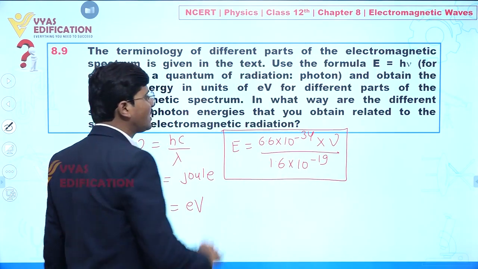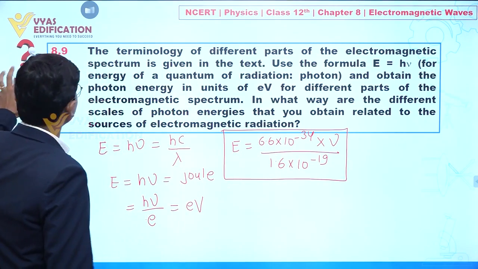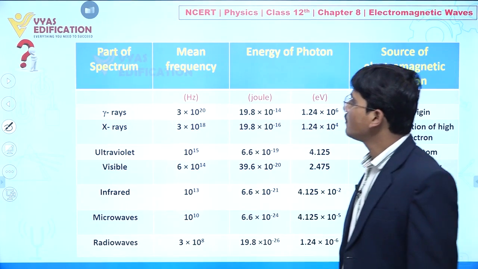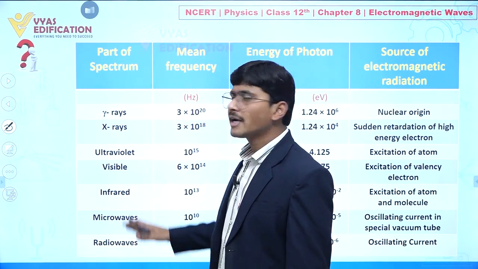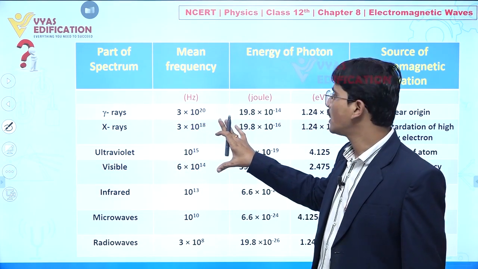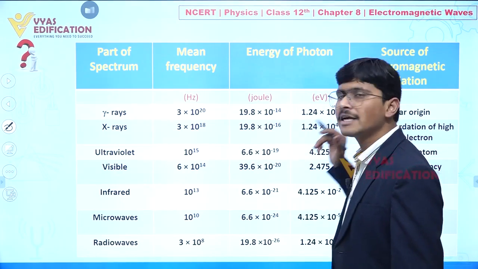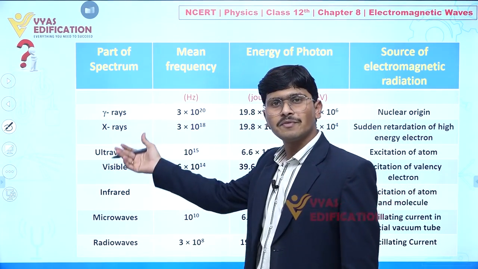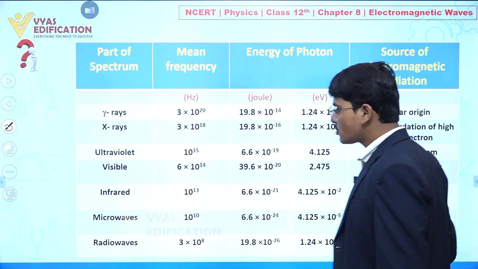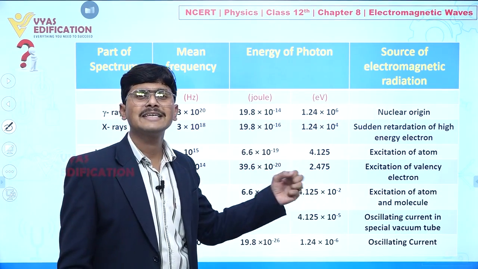Now we know for different spectrum we have different values of nu. So from here you can see in this table, we have some parts of the spectrum. Corresponding to each spectrum we have a mean frequency. From here you can calculate the energy of a photon in joule from the formula that is given to you. After that I also write here the source from where these electromagnetic radiations originate.